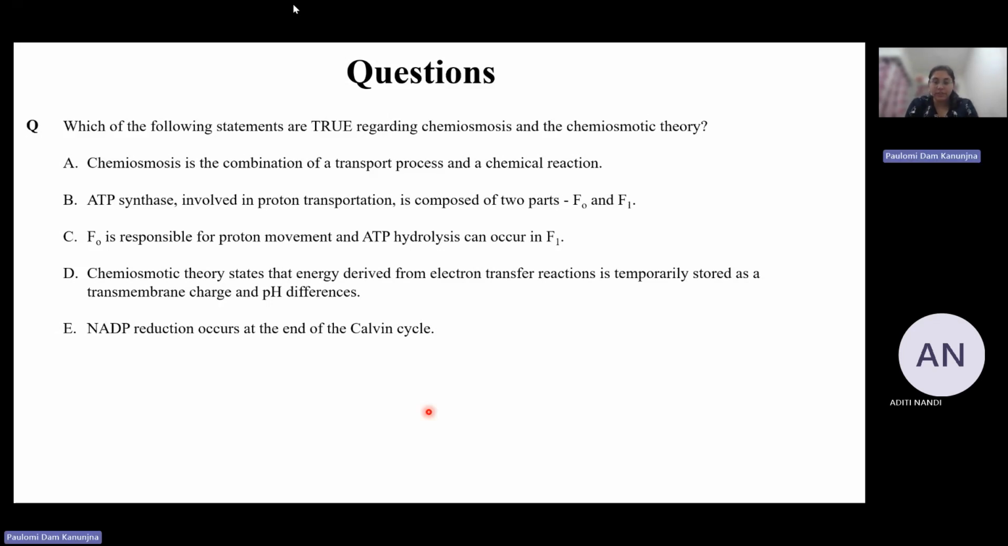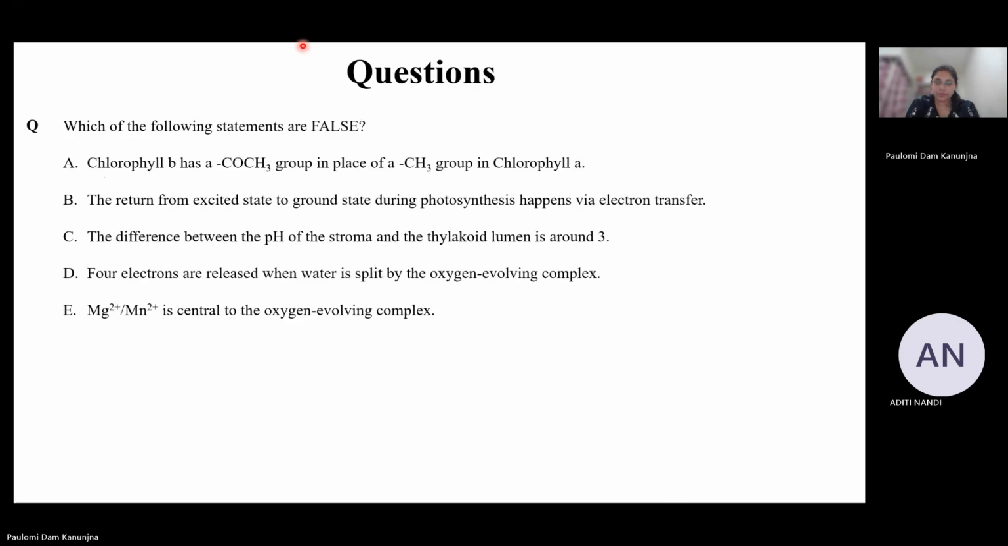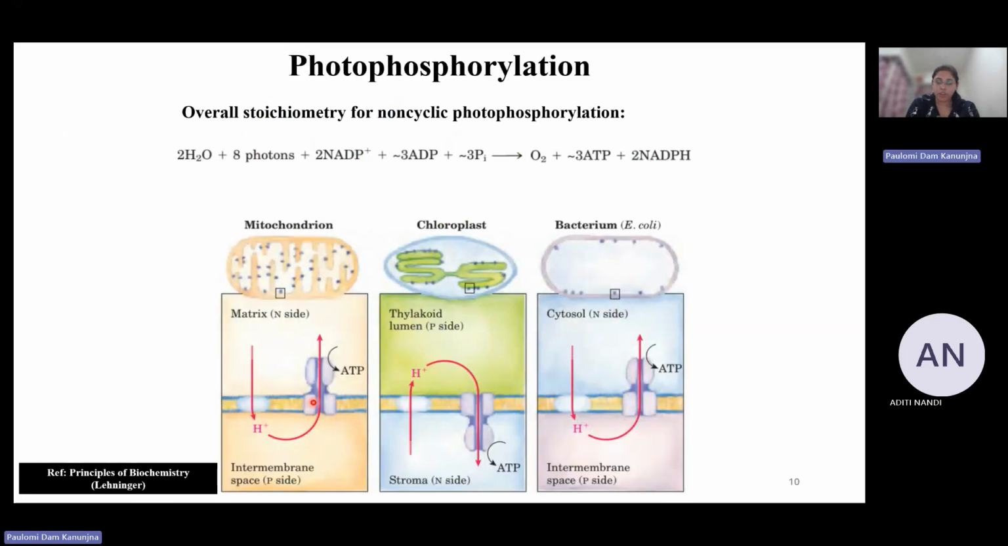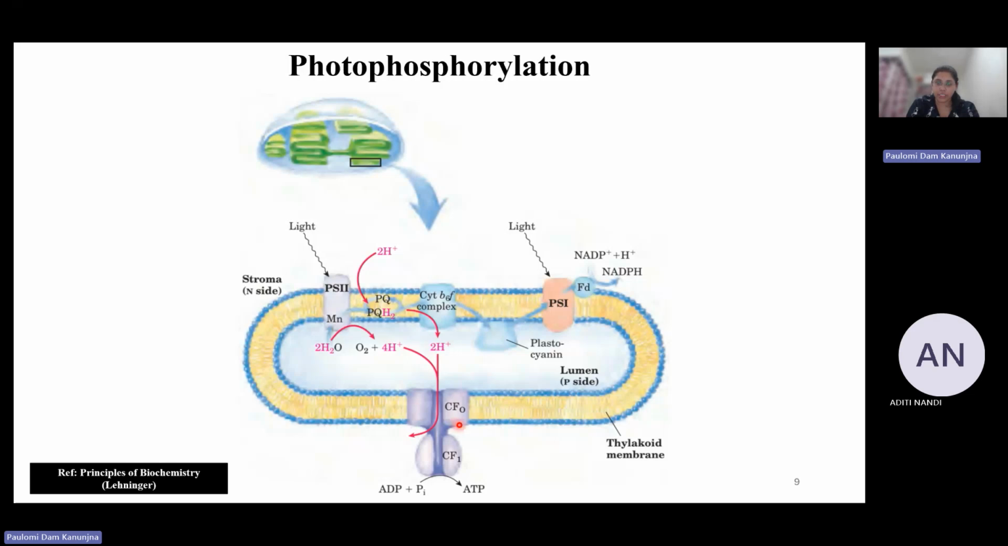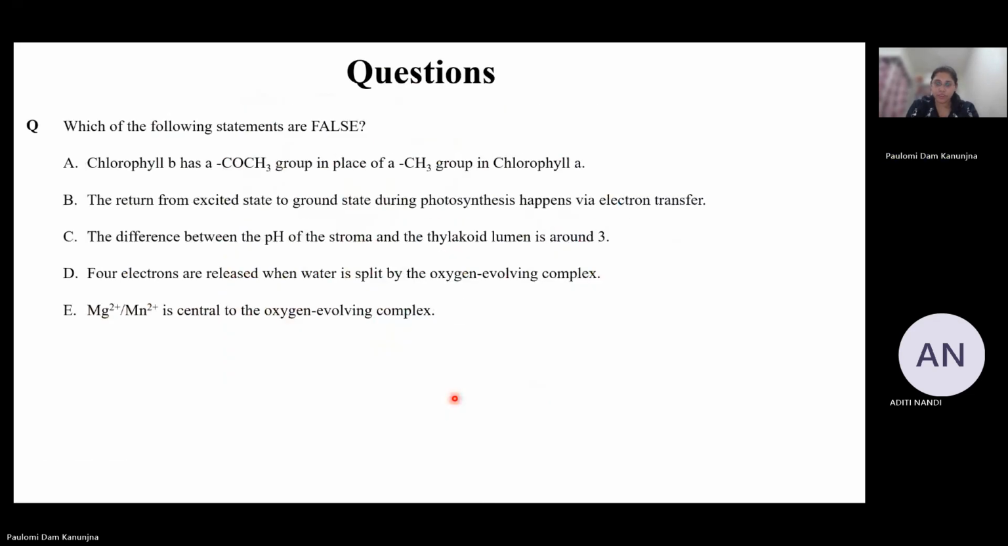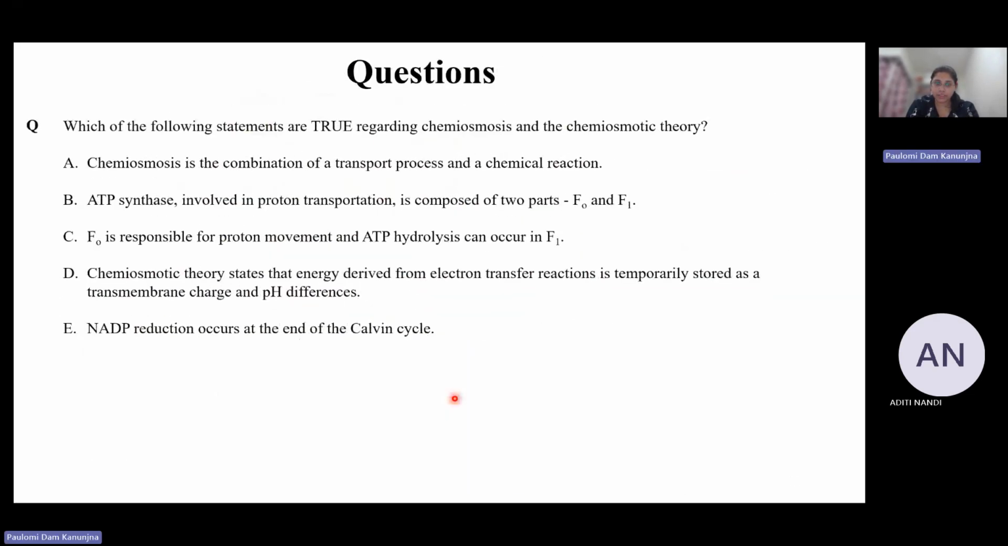A, B, D. Sorry. A, B, D is correct. C is also correct, right? That's right, correct? Remember, I'll put it on the homology slide. Maybe that helps you. Here, all of these are F naught, or F0. That's correct, right?